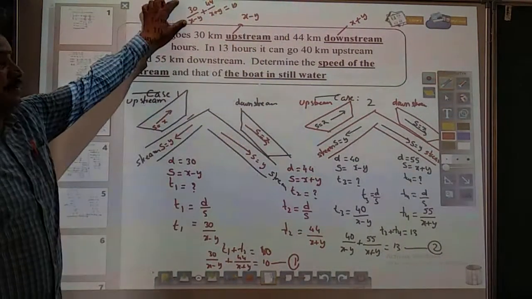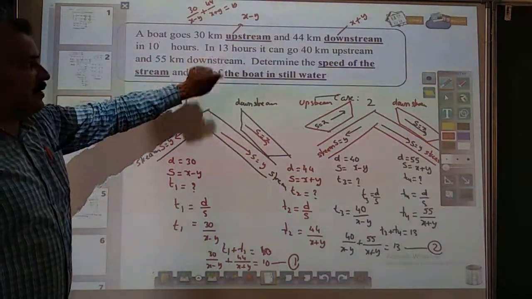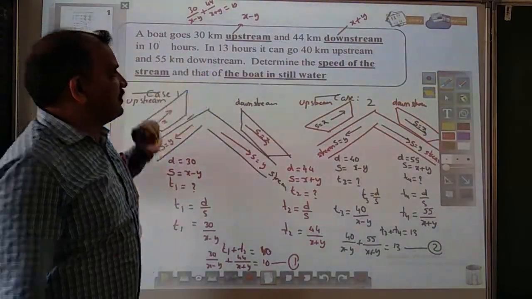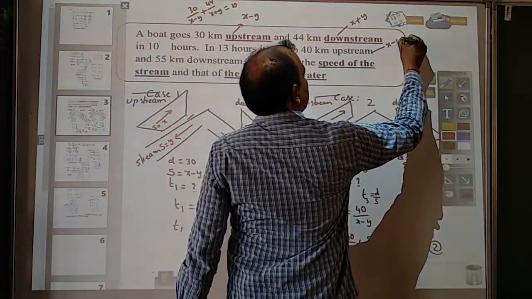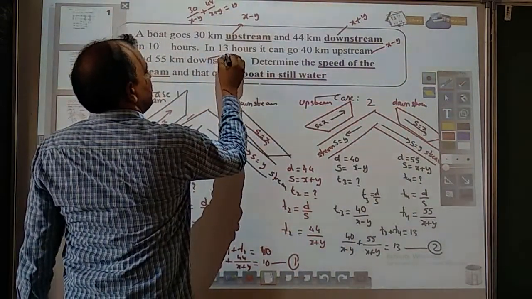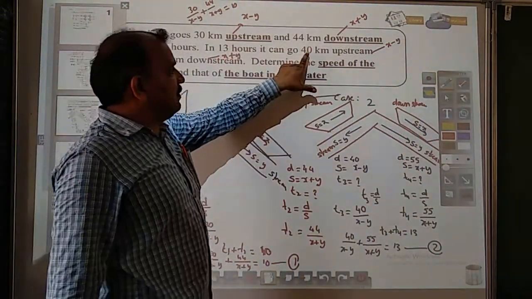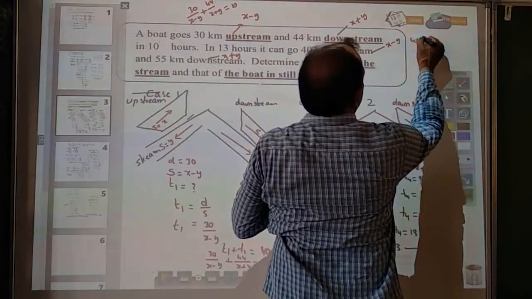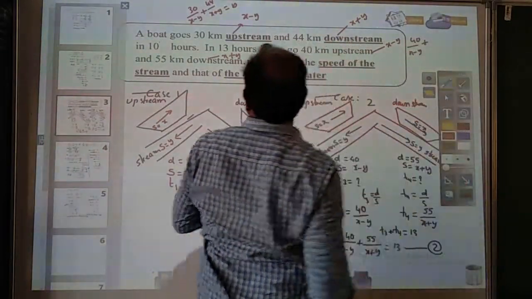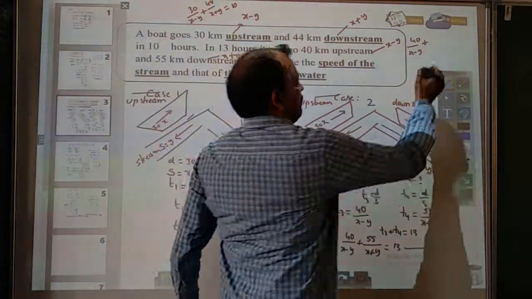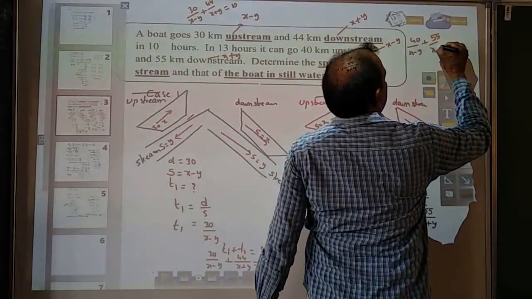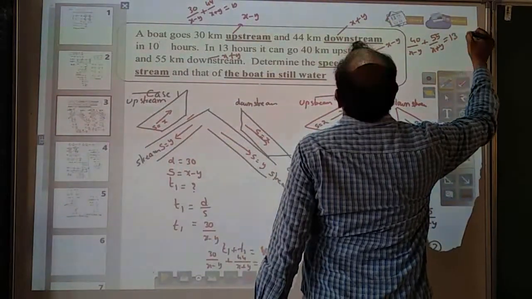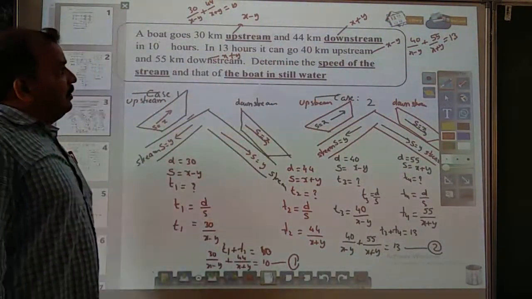You got one equation. Similarly, in the second case, in 13 hours, 40 kilometers upstream, 55 kilometers downstream. Upstream means x minus y. Downstream means x plus y. In the second case, distance by speed: 40 by x minus y plus 55 by x plus y. That is what total time is 13 hours. So this is equation number 2. We can express it like this also.